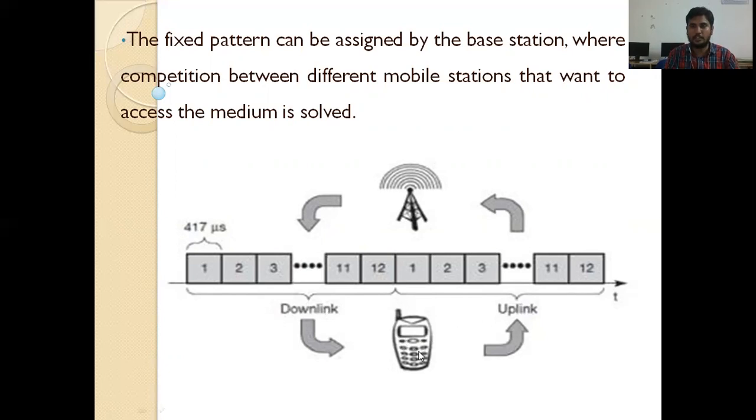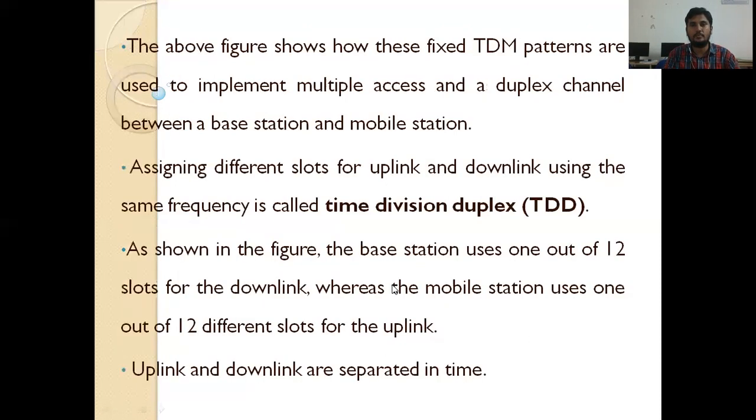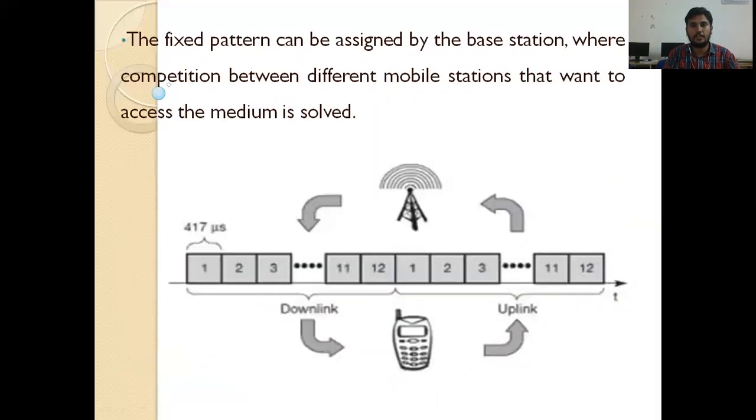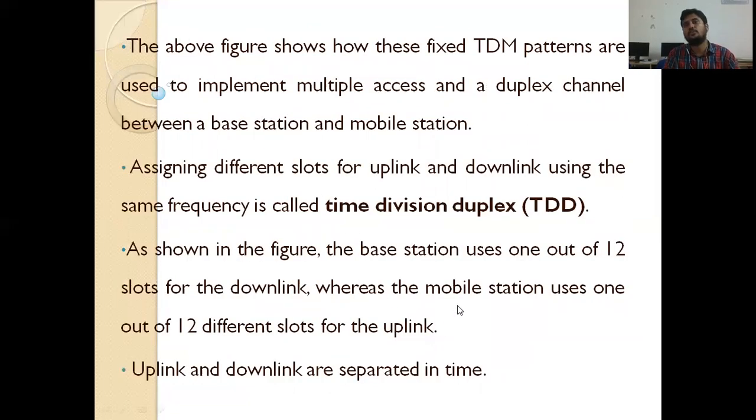If a mobile wants to send data to another station, a certain time slot is allocated. In that particular time slot only, data has to be transmitted. If you have to download, you are moving to one certain time period, where there is a possibility of downlink. So you have to observe the diagram clearly. The above figure shows how these fixed TDM patterns are used to implement multiple access and a duplex channel between a base station and a mobile station.